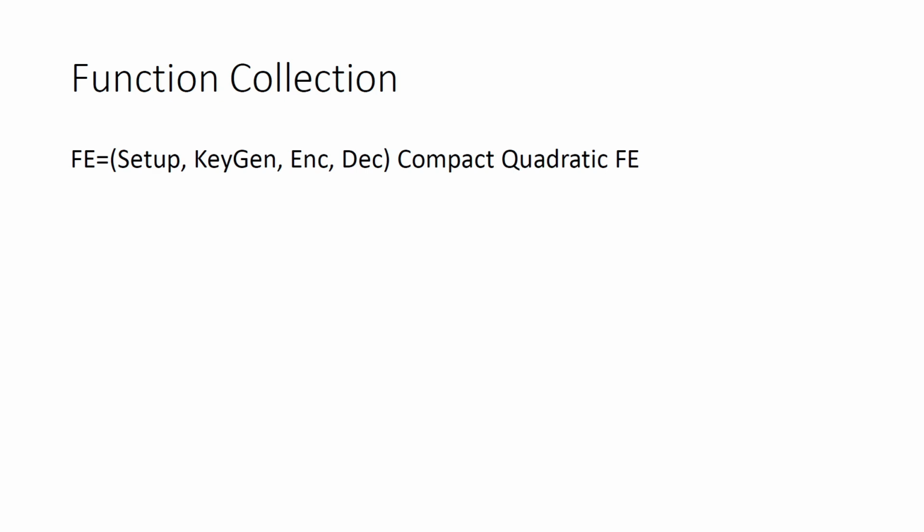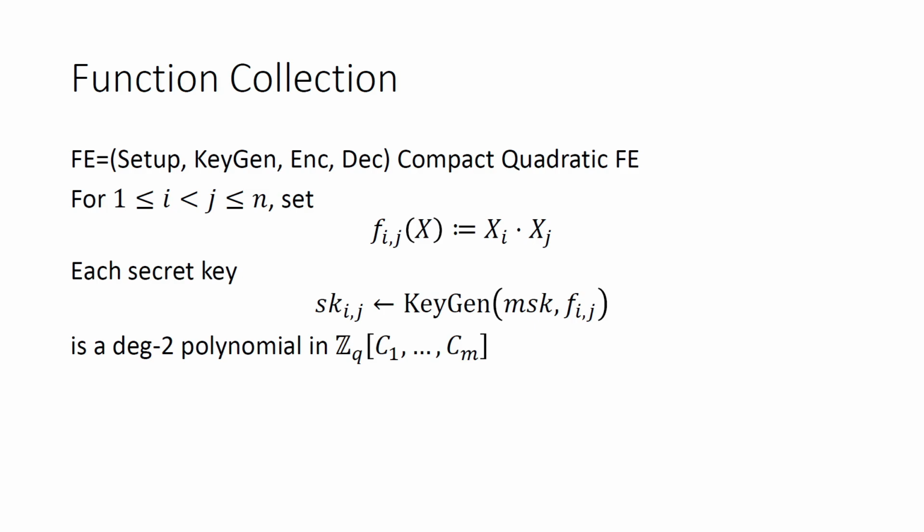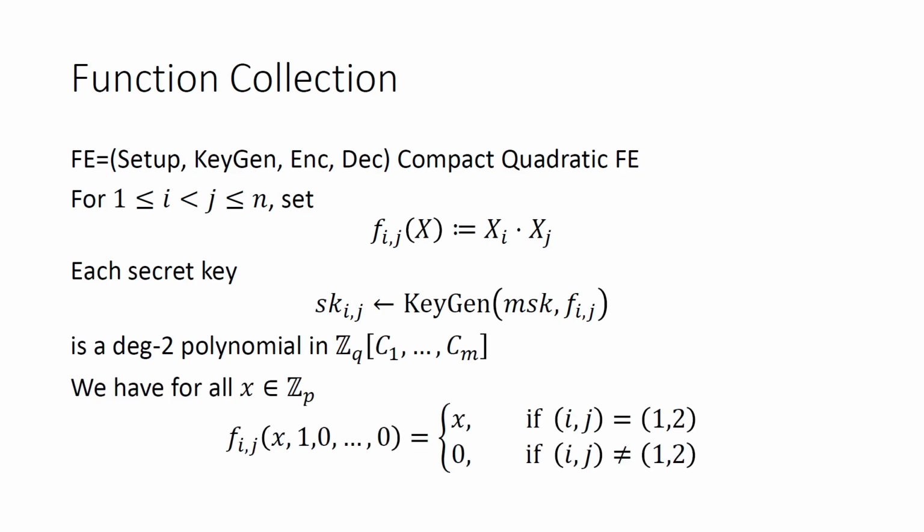First, I have to introduce something. We basically have to talk about a good function collection. We have a compact quadratic FE scheme, that's our starting point. And I want to put your attention to the following functions. They're super simple. Those are just quadratic monomials x_i x_j for all i, j. Those functions are supported by our quadratic FE scheme, because they're quadratic. So we derive secret keys for each of those functions under some master secret key. And we require this: those secret keys are all degree 2 polynomials in a linear number of variables.